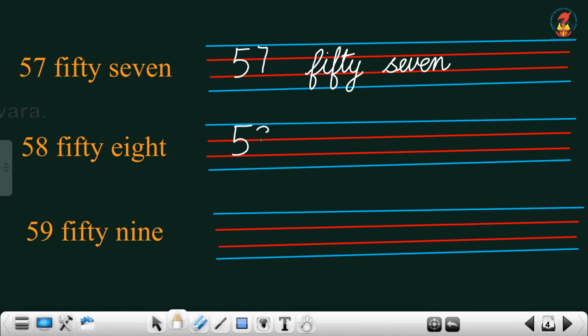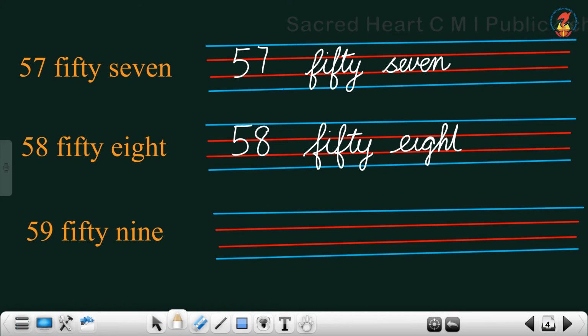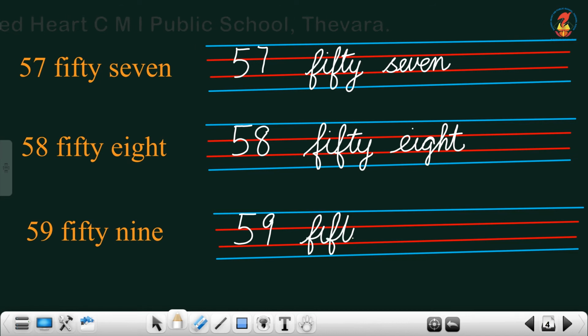Next is 58. F-I-F-T-Y 50, E-I-G-H-T 8. 58. Next is 59. F-I-F-T-Y 50, N-I-N-E 9.